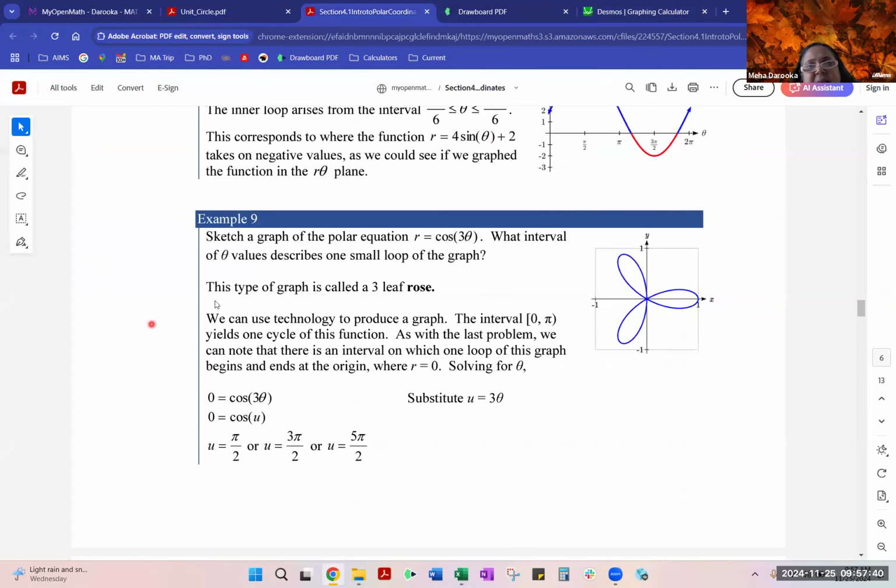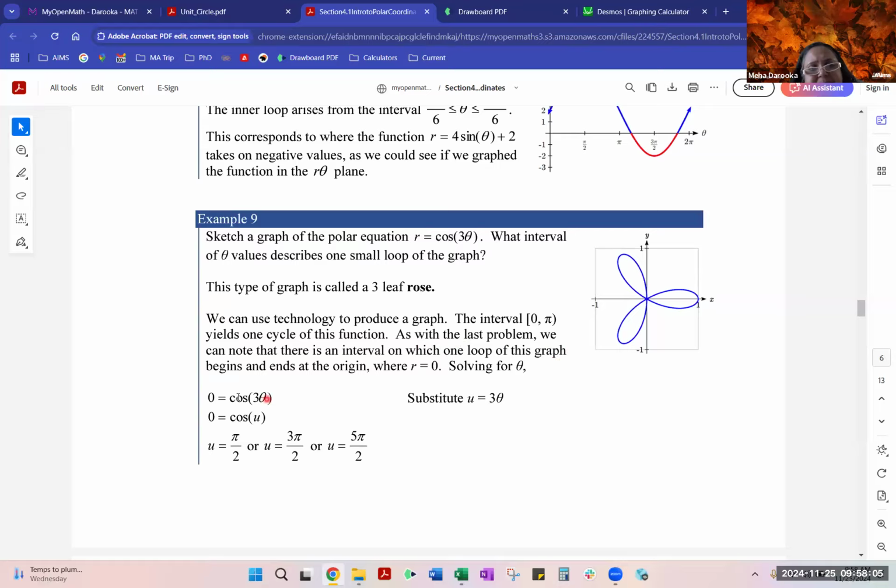So same thing, they're asking us what interval of theta values describes one small loop of the graph. So of course, this guy, you will see there are 3 leaves on this rose. So again, use technology to do the graph, but then they're talking about the interval 0 to pi yields 1 cycle of this function.